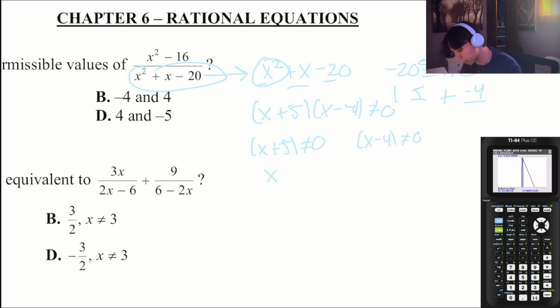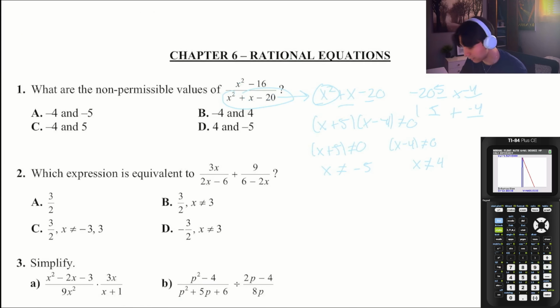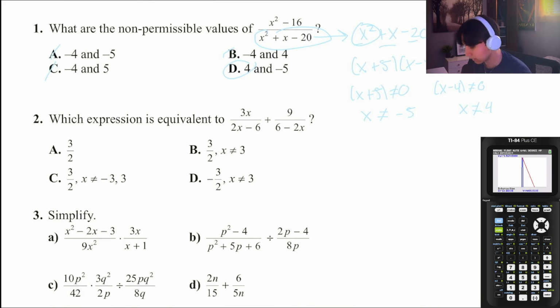And subtract 5 from both sides. So x is not equal to negative 5. x is not equal to negative 5. And x is not equal to 4. So whichever answer has negative 5 and 4 is going to be true. So the answer to 1 should be D.